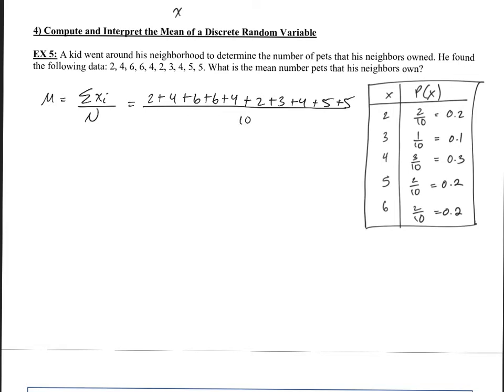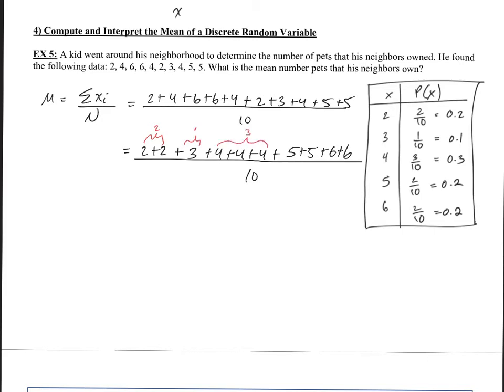Now I'm going to rewrite this so that all of the same values are together, so that the 2's are together and the 3's and so on. So we had a 2 plus a 2, and then a 3. And then we took the 4 and the 4, and the other 4, so there are 3 4's. Then we had 2 5's, and lastly, 2 6's. So let's see, how many did we have again of each? So we had 2 of those, 1 of these, 3 of these, 2 of these, and then 2 of the 6's.